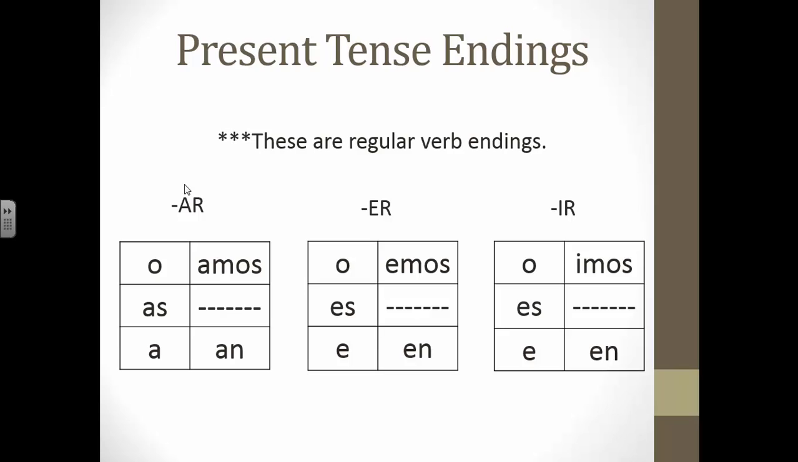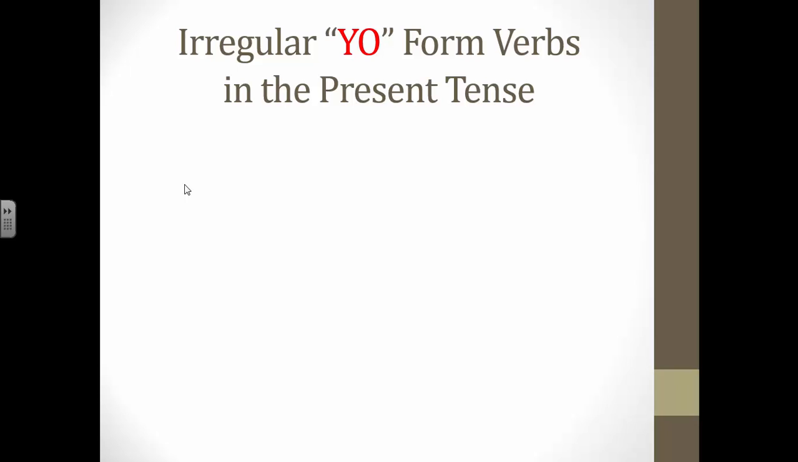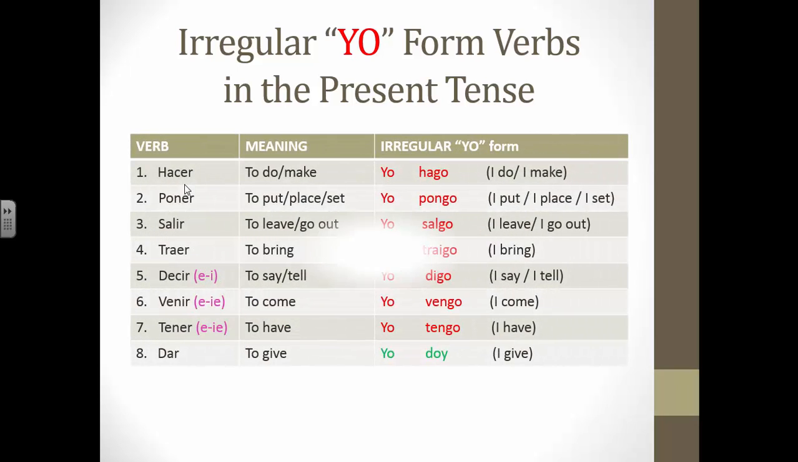Okay, so when we talk about these irregular yo verbs, you still need to conjugate them depending on the type of verb they are. So if it's an AR verb, you're going to conjugate it and make sure that it has AR verb endings, okay? Irregular yo form verbs in the present tense are the following.